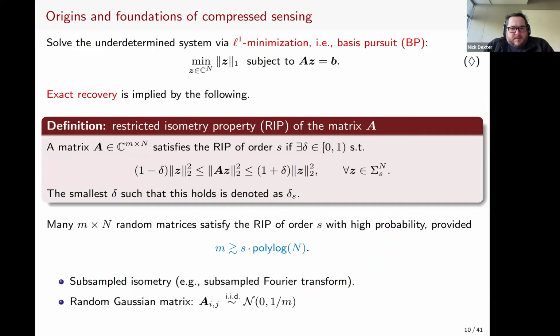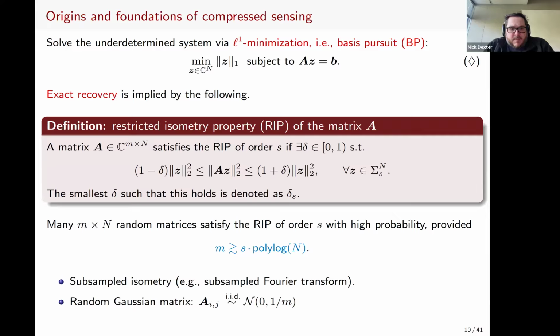This is implied by the following, the restricted isometry property of the matrix A. We say A satisfies the RIP of order S if there exists a delta in (0,1) such that (1 minus delta) times the 2 norm of z squared is less than or equal to the 2 norm of Az squared, which is less than or equal to (1 plus delta) times the 2 norm of z squared, for all z in that set Sigma sub S I mentioned earlier. And the smallest delta such that this holds is delta S. It's called the restricted isometry constant.